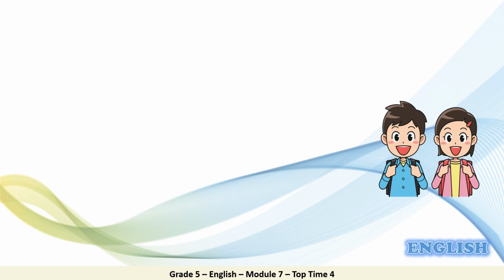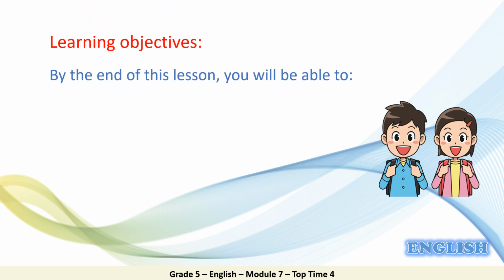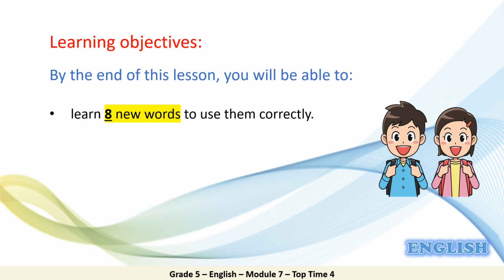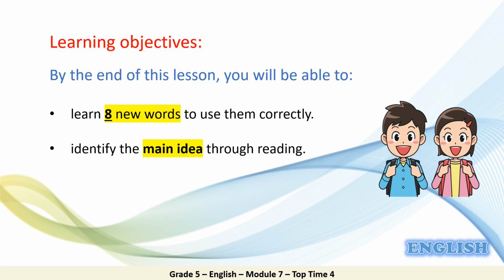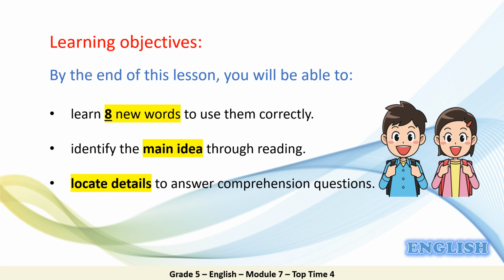But before we start, let's take a look at our learning objectives for today. By the end of this lesson, you will be able to, number 1, learn 8 new words to use them correctly. Number 2, identify the main idea through reading. Number 3, locate details to answer comprehension questions.